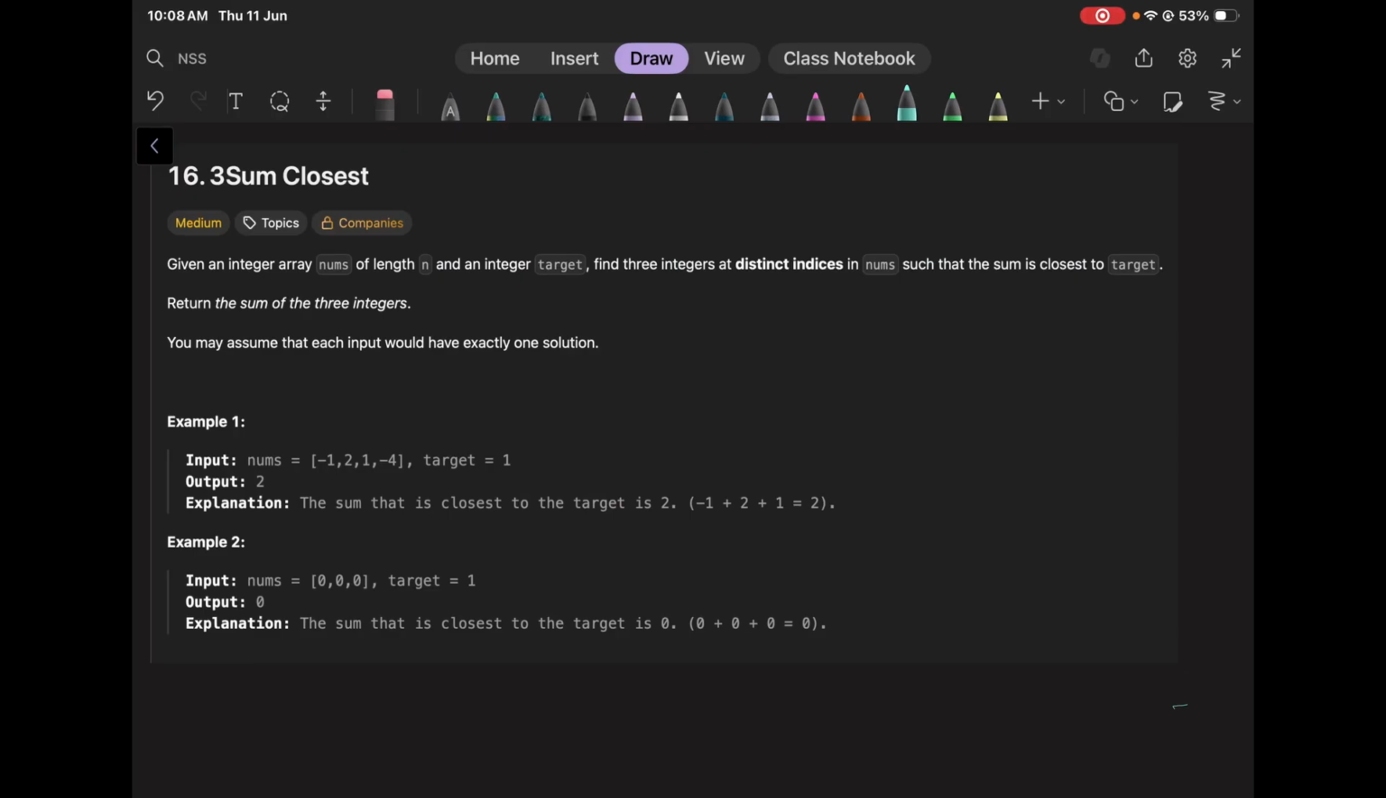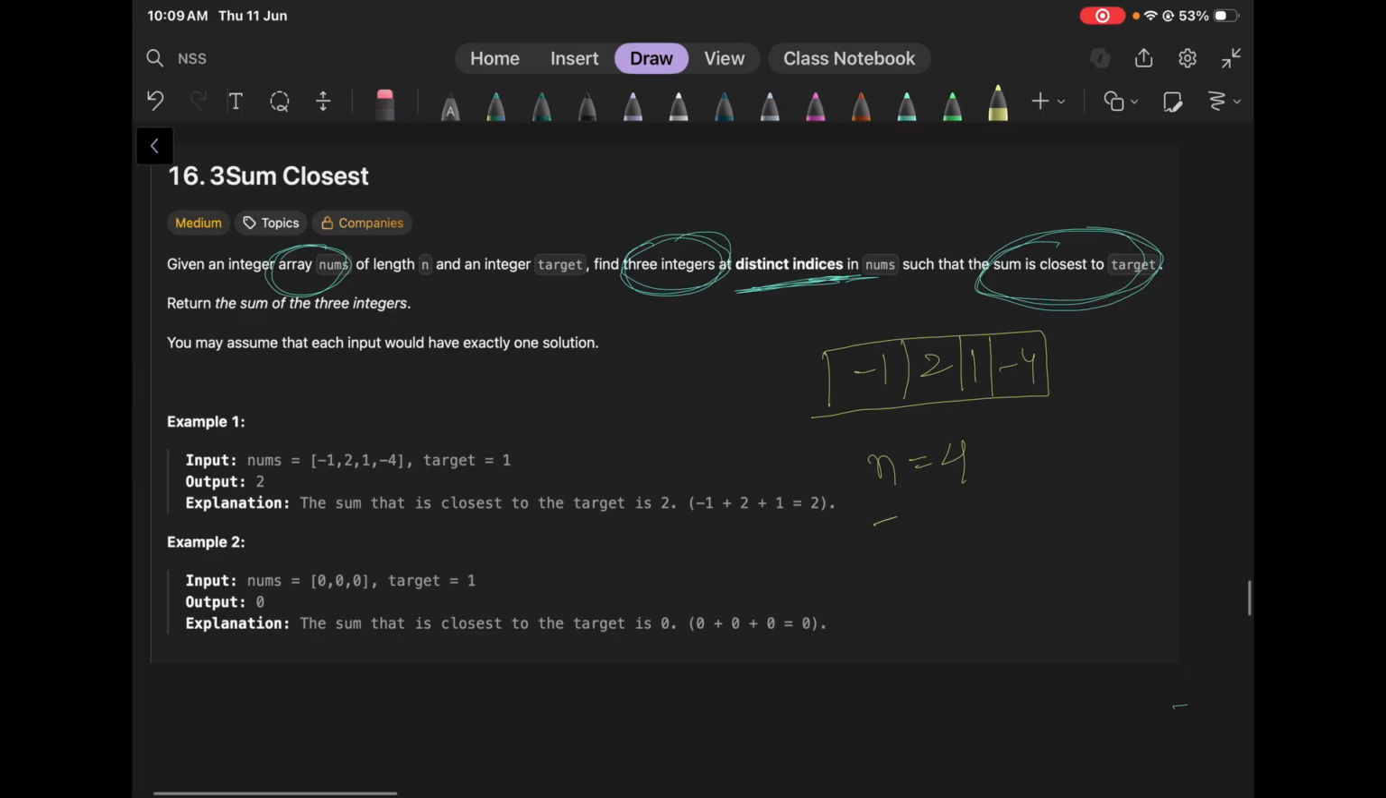LeetCode 3 Sum Closest. I am given an integer array called nums of length n and a target. I need to find 3 integers at distinct indices such that their sum is closest to target. I have minus 1, 2, 1 and minus 4. So over here, my n, that is the size of the array, is 4, and my target is given as 1.